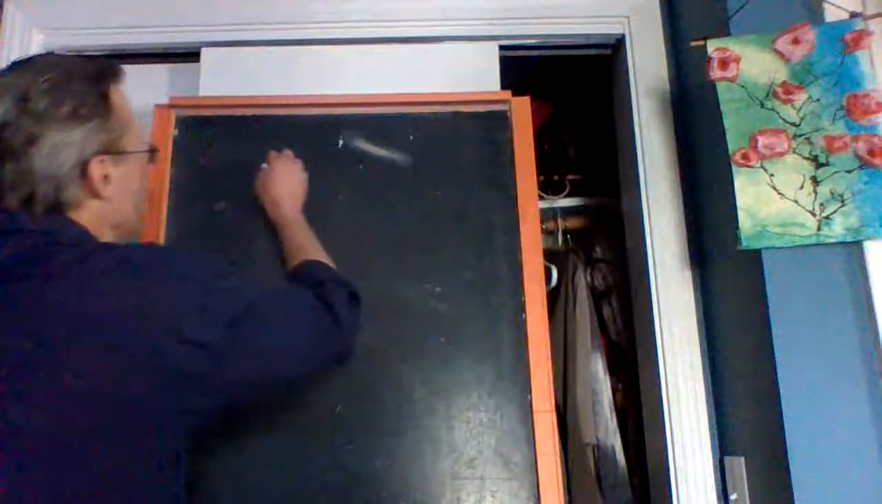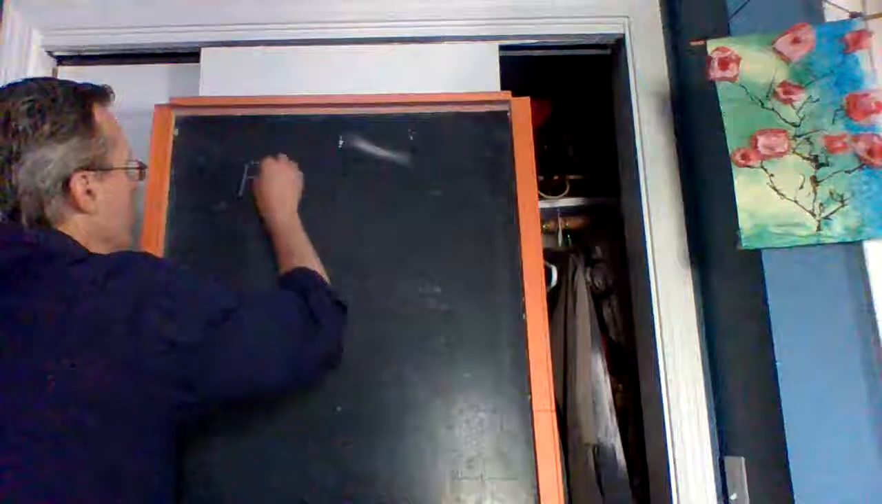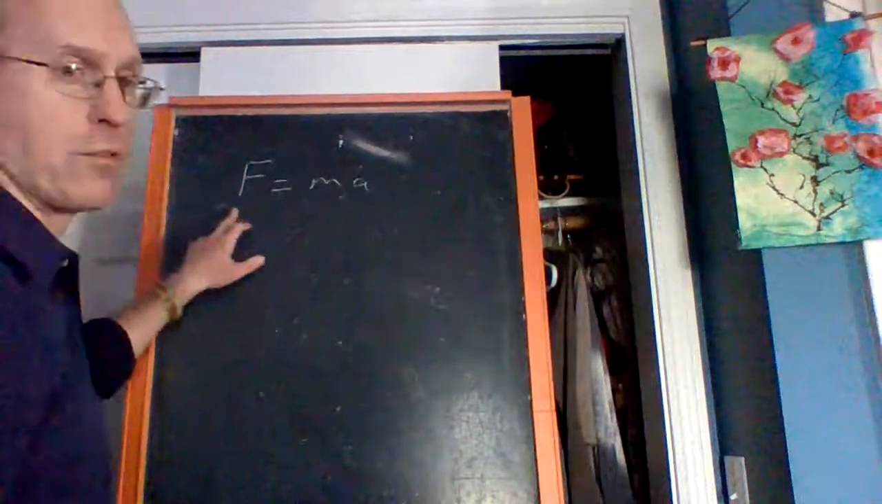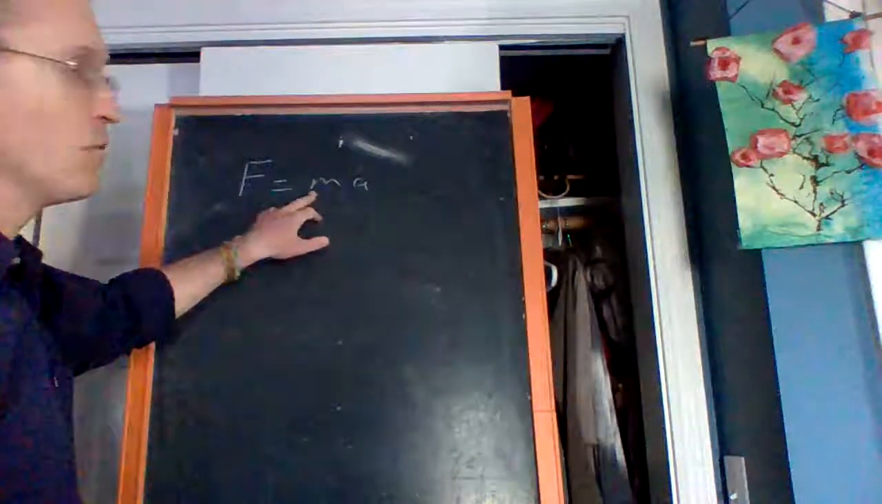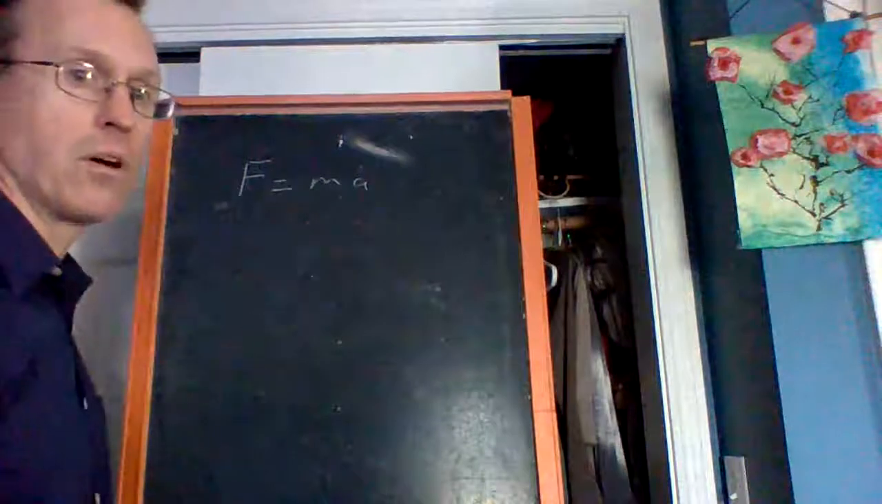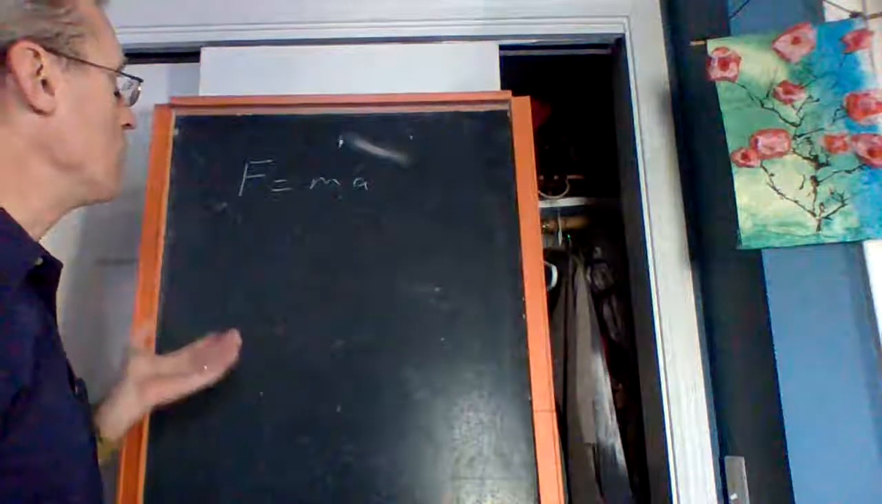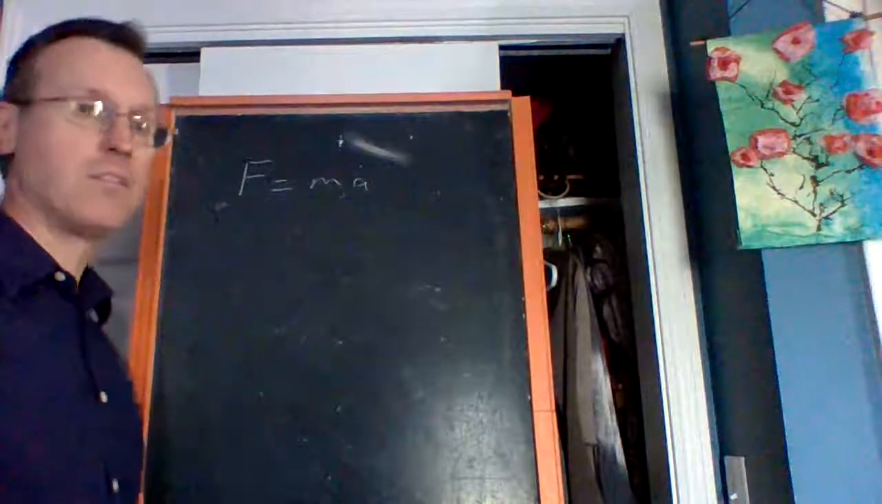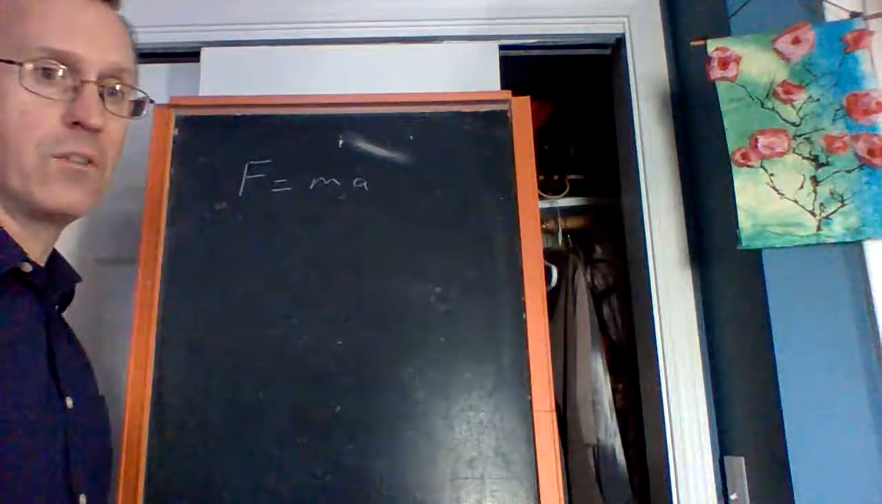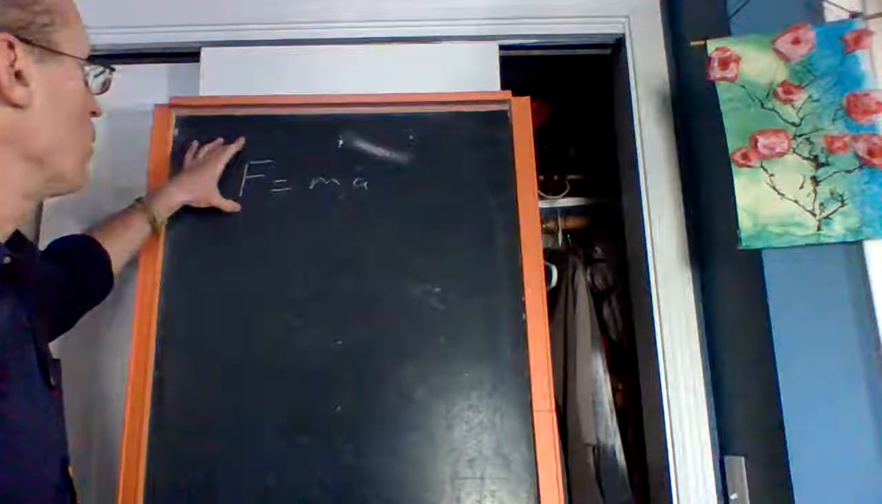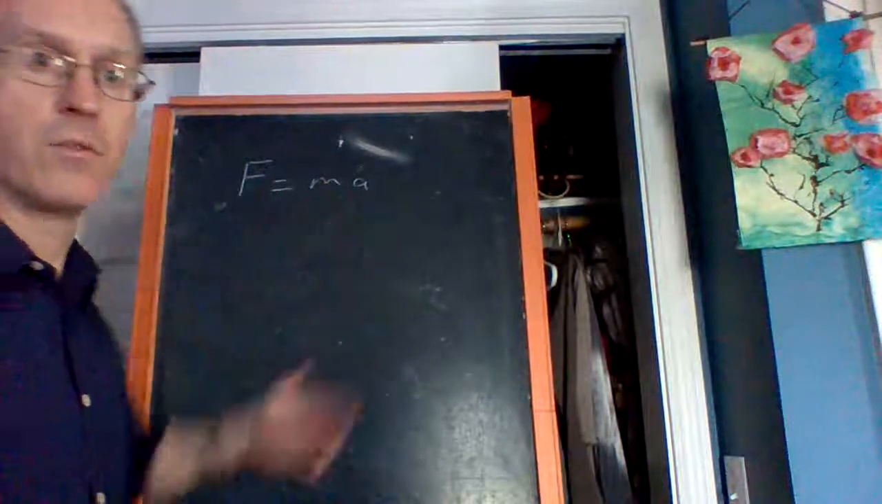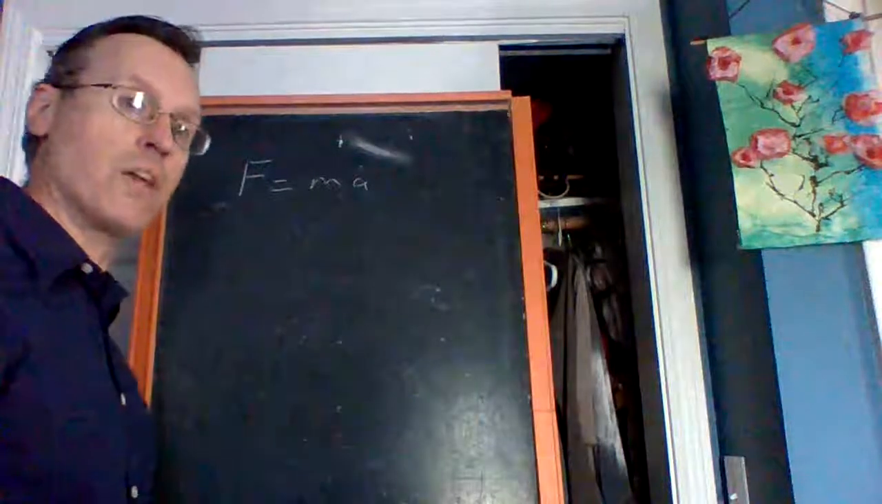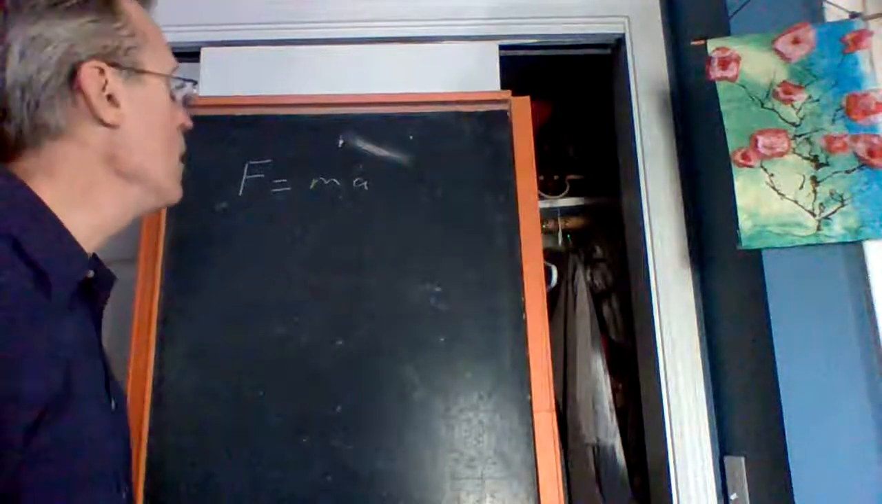So here is Newton's second law: F equals ma. F stands for force, m stands for mass, and a stands for acceleration. What the equation means, from previous lessons on Newton's laws, is that a net force on a mass causes the mass to accelerate, either speed up, slow down, or turn in some way.